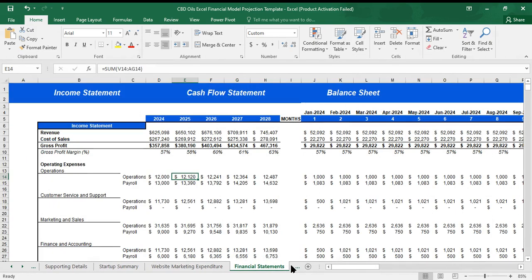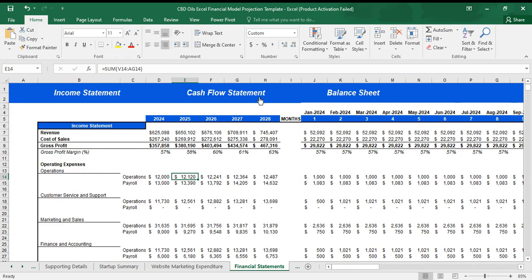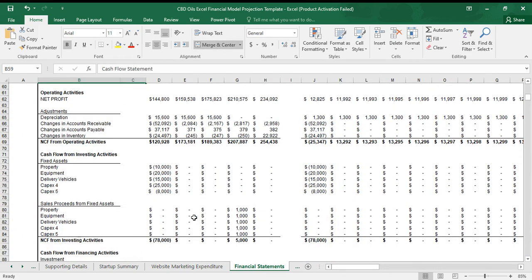And then next is the financial statements. We have three major financial statements of the business: income statement, cash flow statement, and the balance sheet. Income statement shows the financial position of the business, both annually and monthly. You can see here. And then we have the cash flow statement, which shows the cash position of the business.